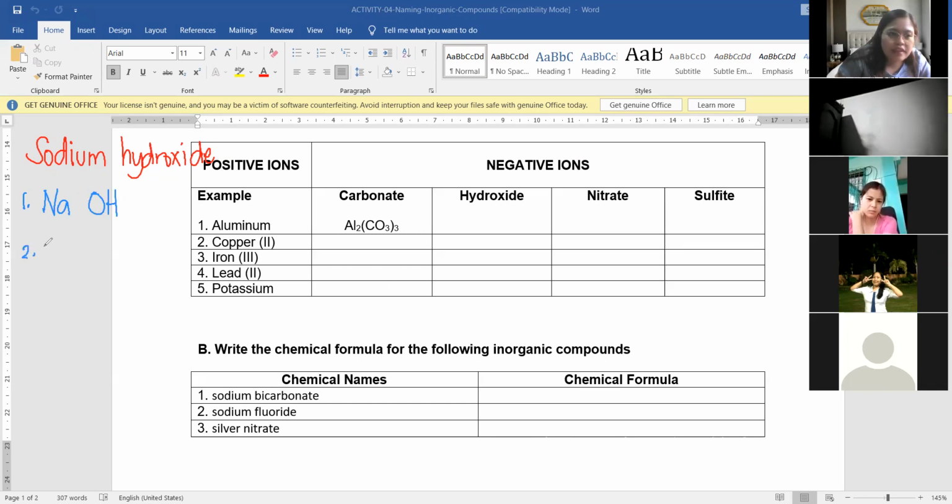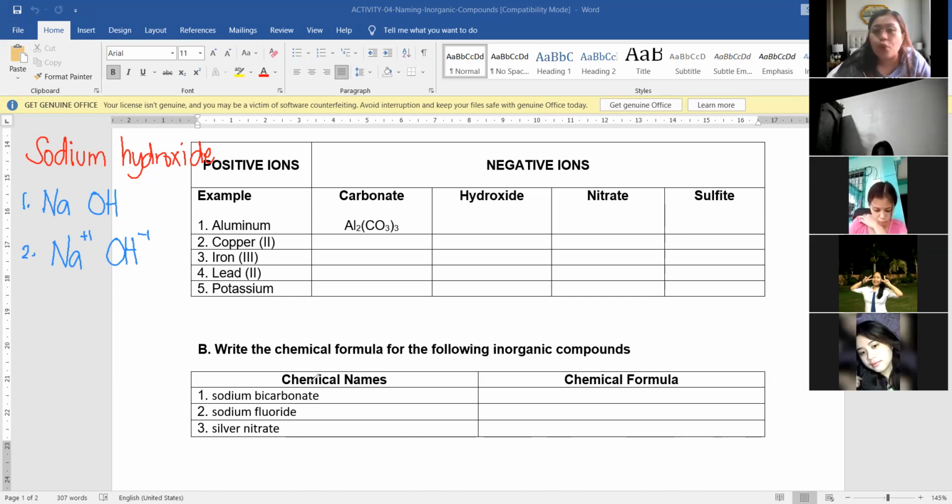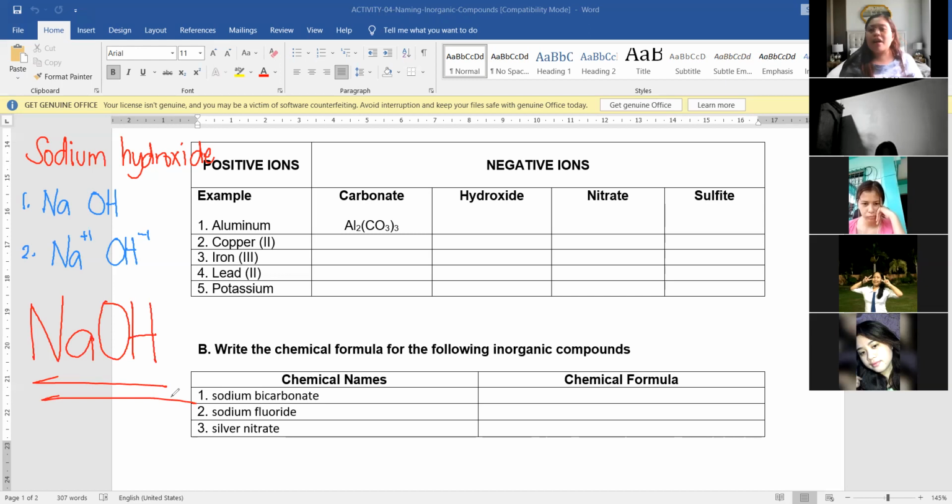Tapos number 2, identify their charges. So Na is positive 1, kay naa man na siya sa group 1. Tapos si OH class, ang charge ani niya kay negative 1. So positive 1 plus negative 1, again, positive 1 plus negative 1 diba is equal to 0. So no need to do the crisscross. Ang final answer for this is just the combination of the symbols. So Na, tas itapad na nimo diretso ang OH. So this is now the chemical formula of sodium hydroxide.